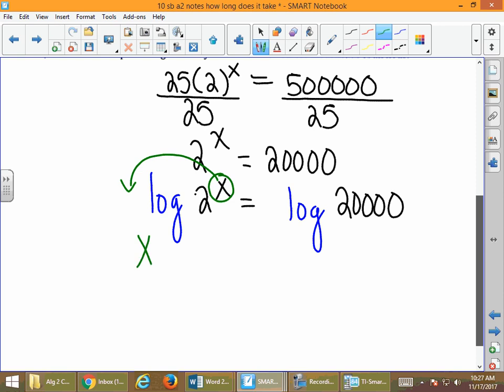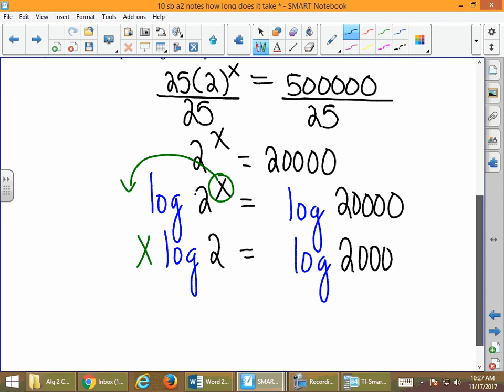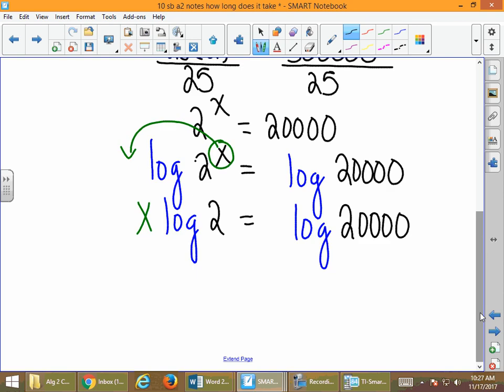And now what can happen here is we're going to take this value of x, and we're going to use our power property and write it as an exponent. So this is x log of 2 equals log of 20,000. And we want to solve for x. So it's x multiplied by log of 2. We're going to divide by log of 2.